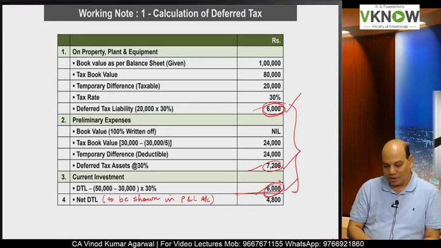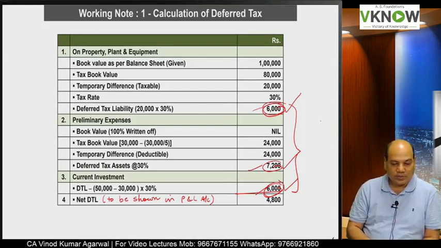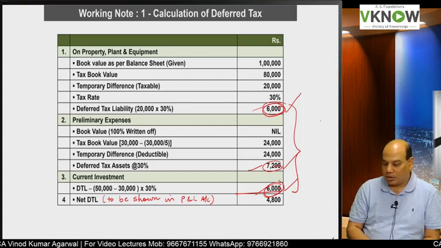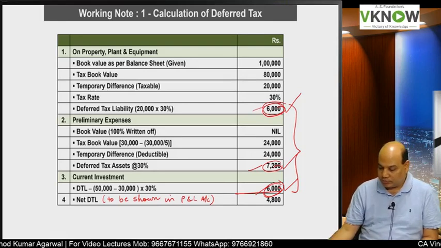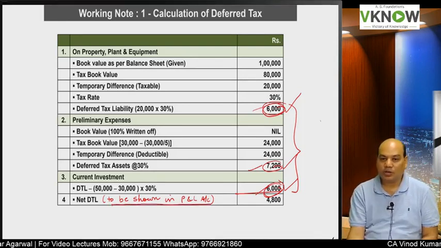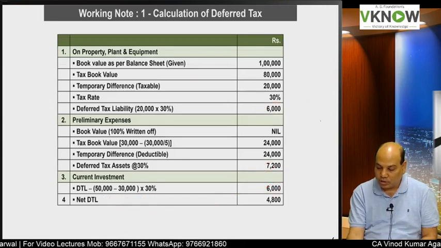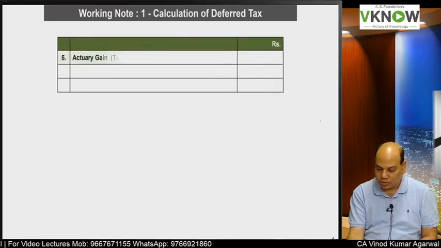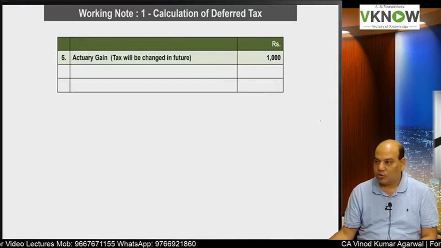So just check whether you have noted down everything, because once you do this, then I don't have much problem. I can do it fast. Below this you write one more item. Have you written this line? Yes, sir. To be shown in P&L account, because your query was why we are not adding actuarial gain or loss. So that we will show in OCI.